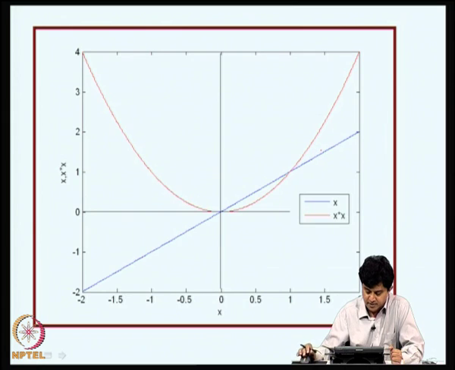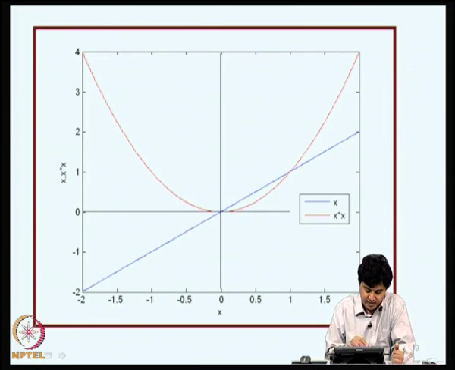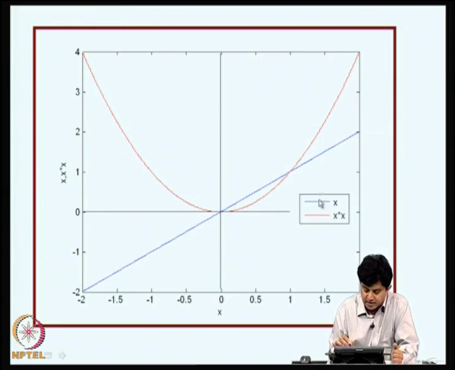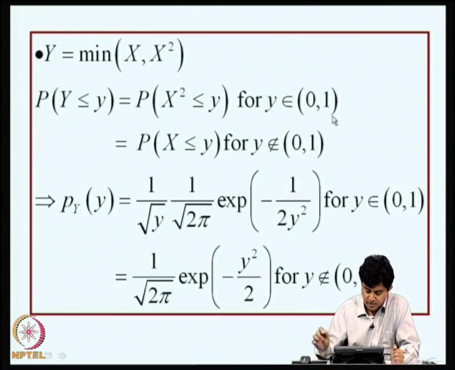That means, if we plot this function here, this blue line is y equal to x and this red line is x square. So, we are taking the minimum of these two values, and in the region between 0 to 1 the red line is smaller than the blue, and outside, the red line takes the greater values. Therefore, we write probability of x square less than or equal to y for y lying between 0 to 1 and probability of x less than or equal to y for y outside this region. So, using that I get the probability density function to be given by these two functions.